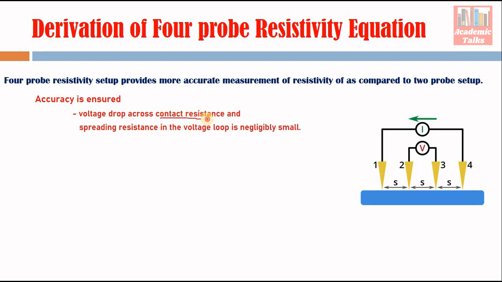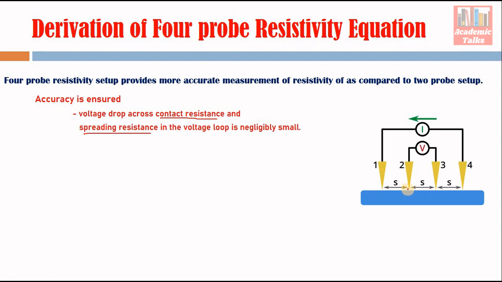You see the contact resistance and spreading resistance. So the voltage drop across these two resistances is negligibly small, and this happens in the voltage loop. So see, there are two loops. This outer loop is the current loop, right? And the central loop is the voltage loop because here we are measuring voltage, and for that purpose we have connected a high impedance voltmeter here, and because of this high impedance, current in this inner circuit is almost zero.